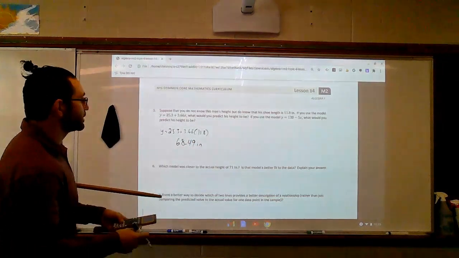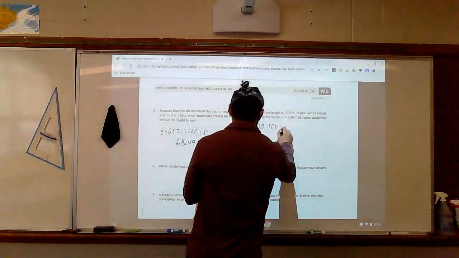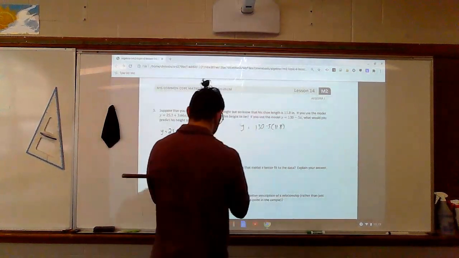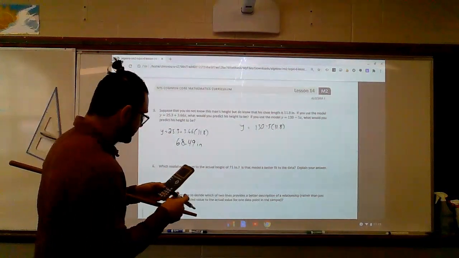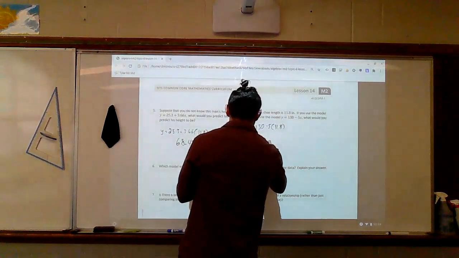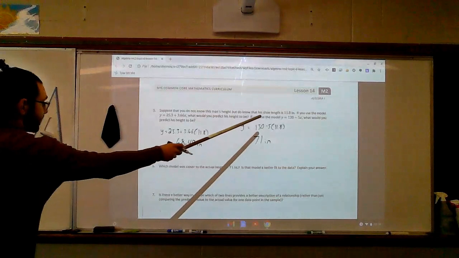If you use the model, what would you predict his height to be? Well, let's try here. 130 minus 5 times 11 and 8/10. Y equals 130 minus 5 times 11 and 8/10 gives me 71 inches. Which model was closer? Well, the second one.